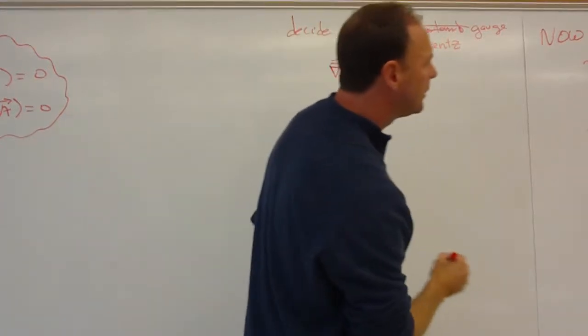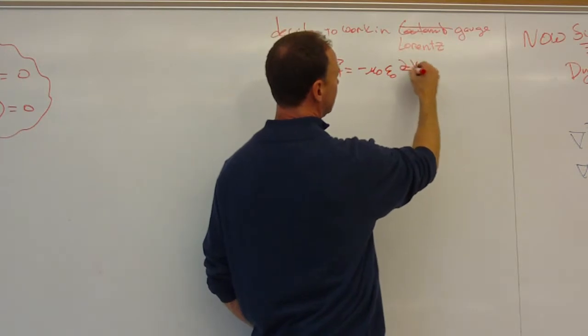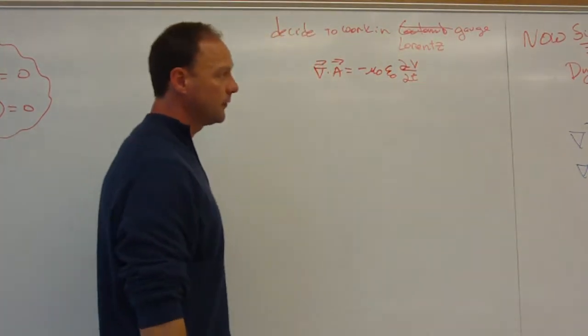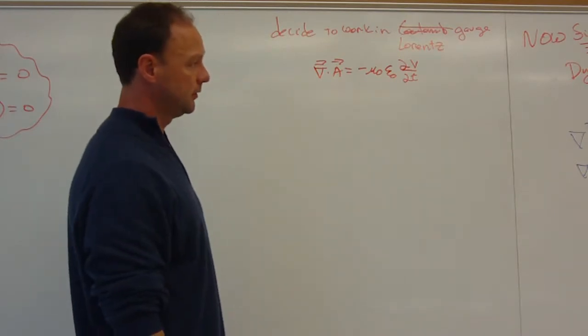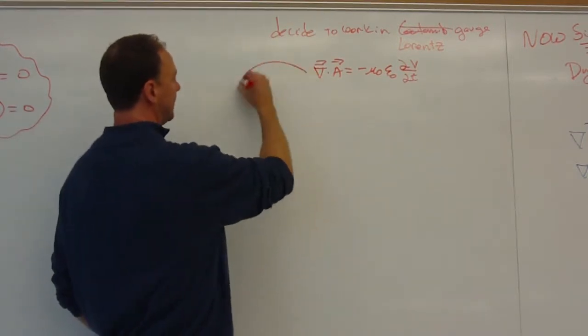What do I have? Mu naught epsilon naught partial B with respect to t. Right. Okay? Which means that in 10.4, you replace the divergence of A with that, and it just becomes... So let's see what happens.